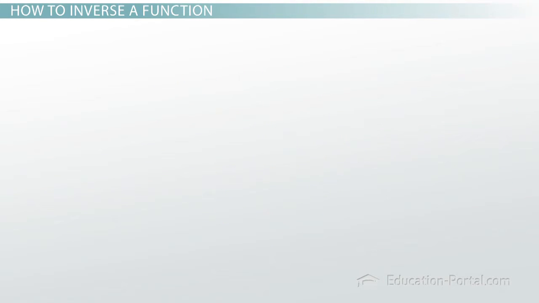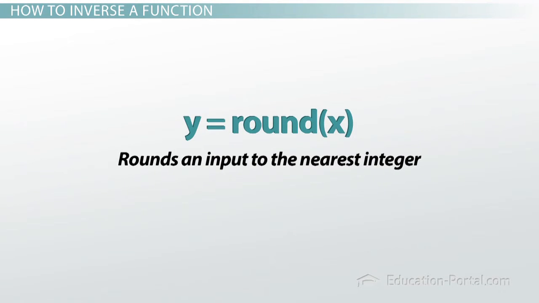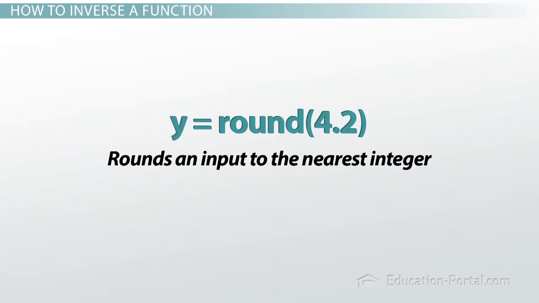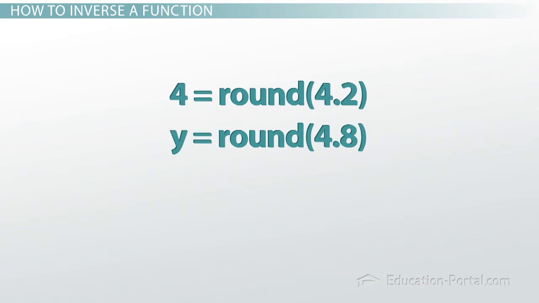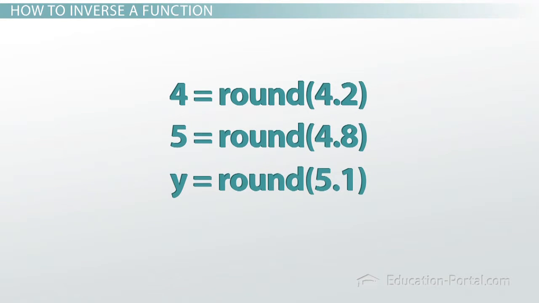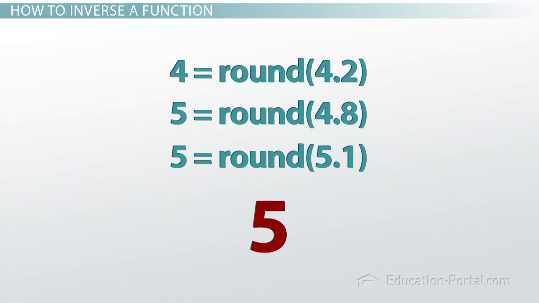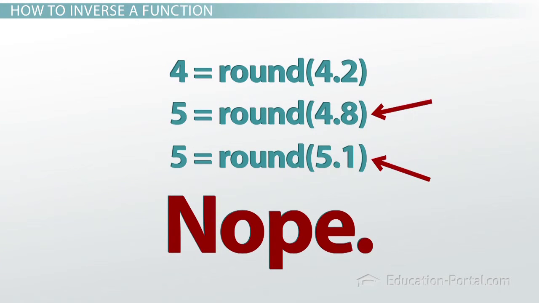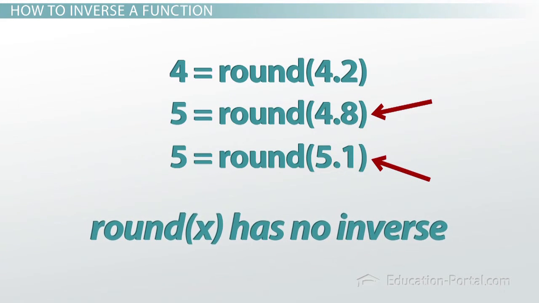So what about a function like y equals round of x? Remember that round of x just rounds our input to the nearest integer. So that will give me 4. However, round of 4.8 gives me 5. And say round of 5.1 will also give me 5. So in this case, do you ever think that you can find a function that will take 5 and give you either 5.1 or 4.8? Well, no. Round of x has no inverse.